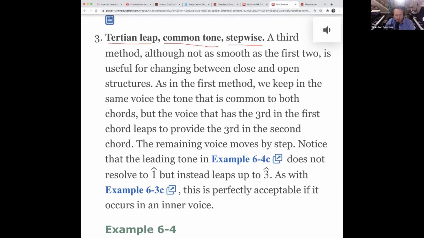A third method, although not as smooth as the first two, is useful for changing between close and open structures. As in the first measure, we keep in the same voice the tone that is common to both chords. So we have a common tone. The voice that is the third in the first chord becomes the third in the second chord. That's the tertian leap. The remaining voice moves by step.